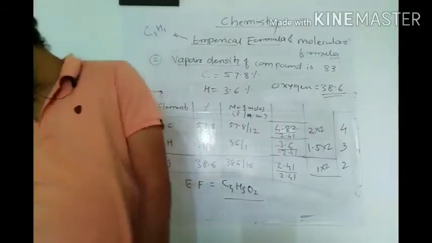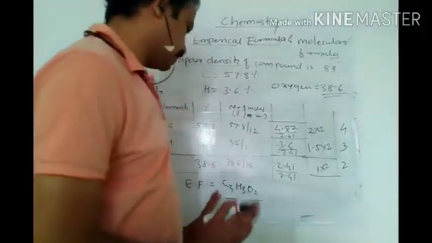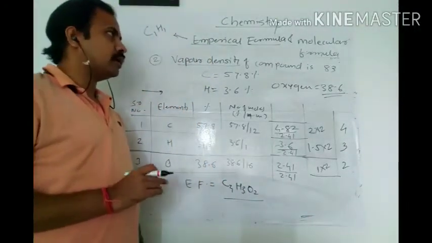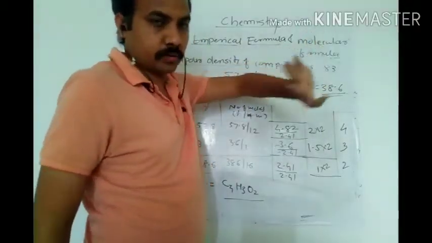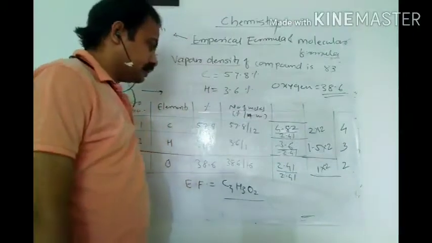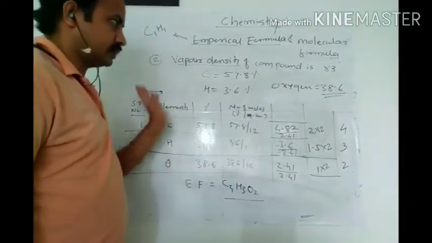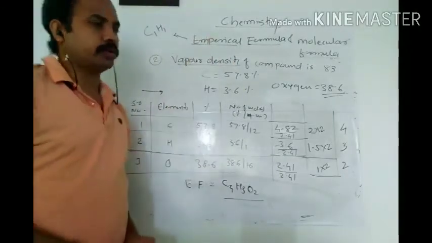C4H3O2. So this will give you the empirical formula. Now once you get the empirical formula, the next target is to write down the molecular formula. I hope you understand it. If you understand it, just look at it and you can take a snapshot. I will proceed to the molecular formula after this.